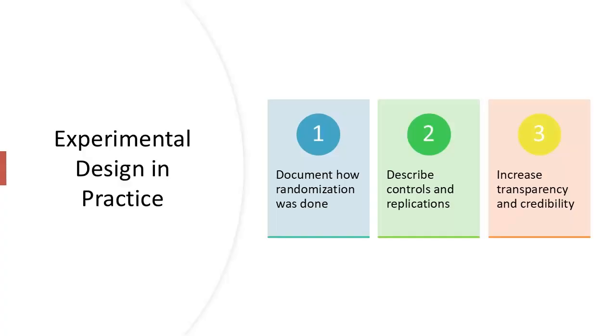When you run real experiments, document exactly how you randomized subjects, what your control group was, and how many replicates you used. This level of detail increases the transparency and credibility of your work.